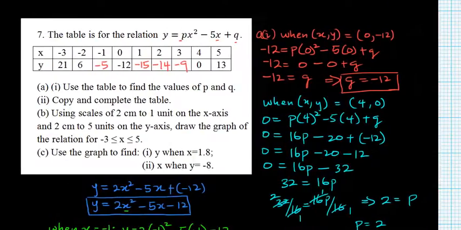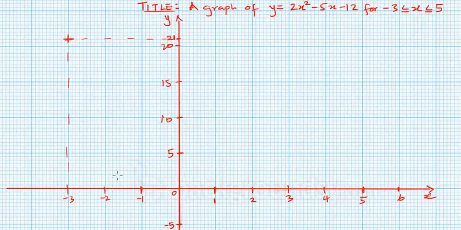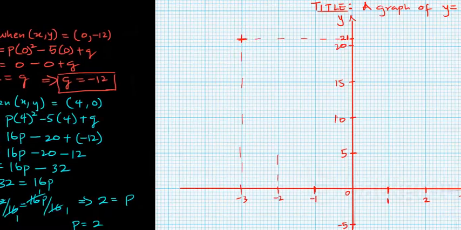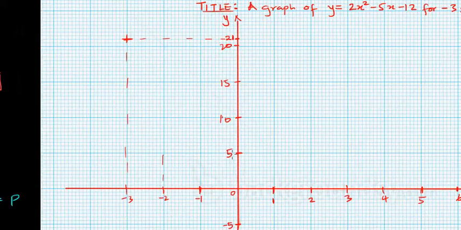Let's go. When x is minus 2, y is 6. Now if this is 5, two boxes after 5 give us 6. So 6 is here, and I'll just trace this out. So this is when x is minus 2, y is 6.